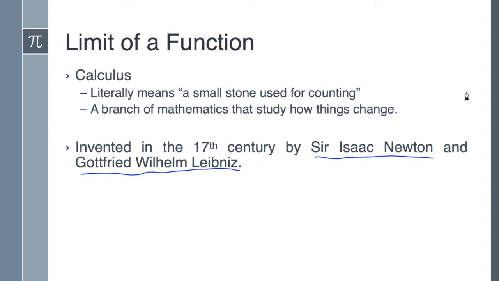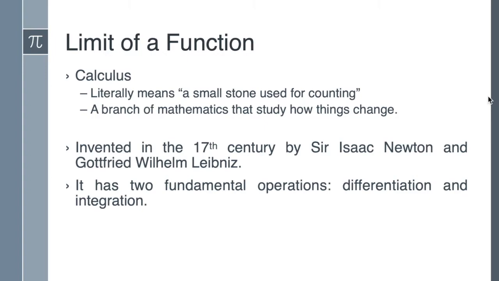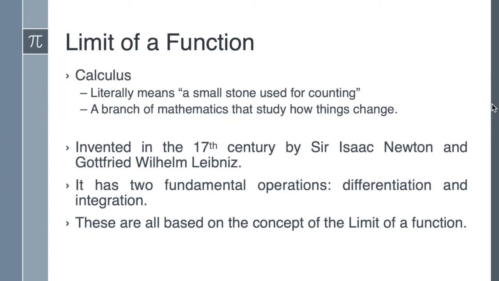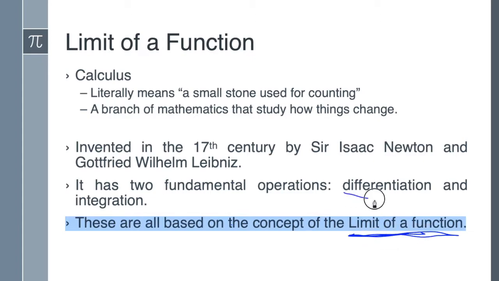So it has two fundamental operations. Like I said, it is differentiation and integration. For now, we're going to solely focus on one operation, that is differentiation, in this batch of videos. And these are all based on the concept of the limit of a function. That's why it's very important to know the concept of the limit of a function, because it makes use of it all around. It is part of differentiation and integration also.